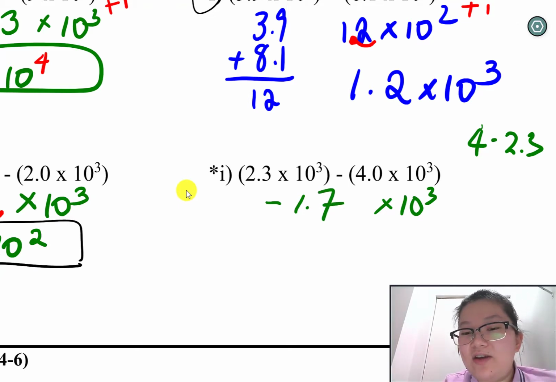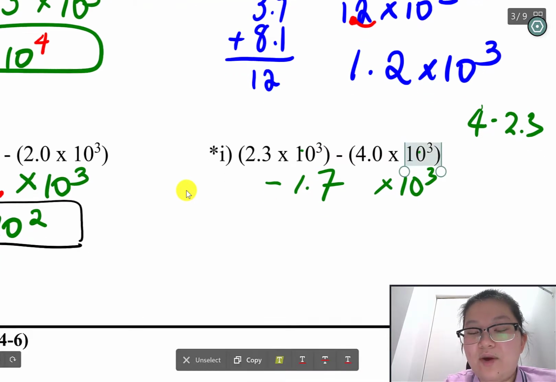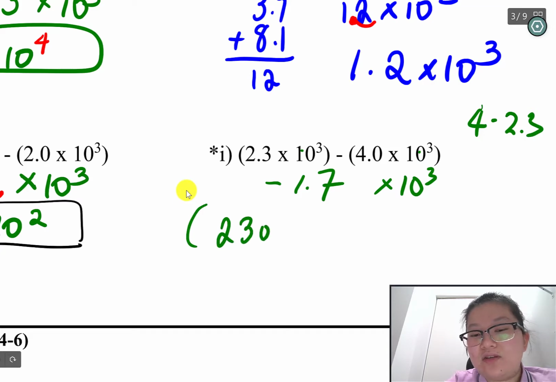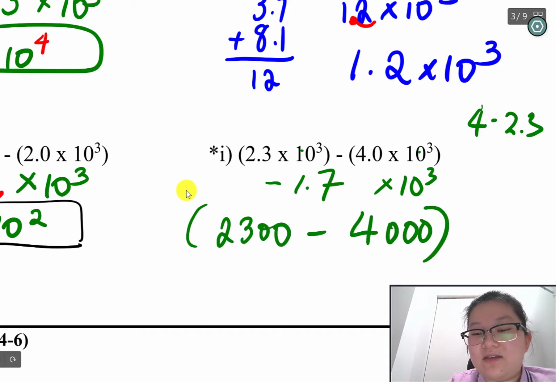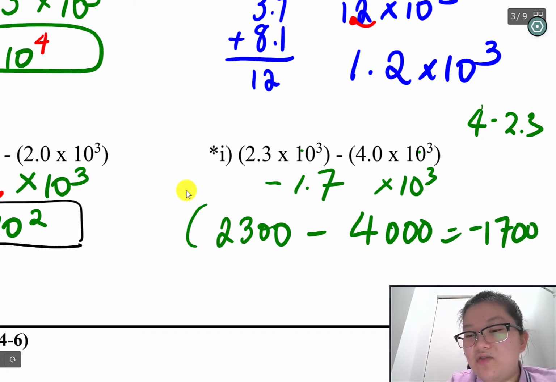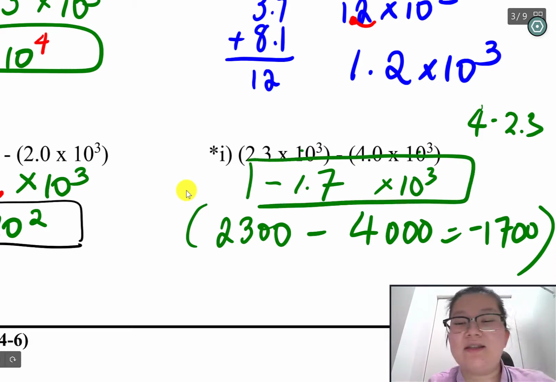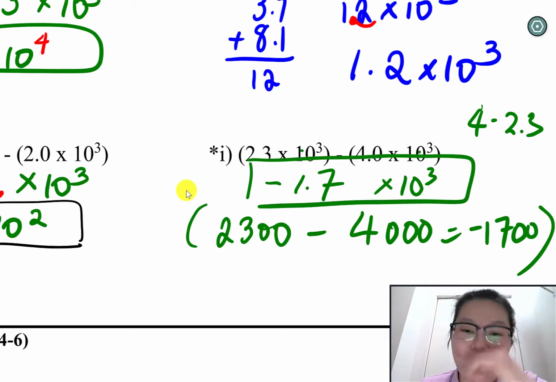And you're wondering, if I'm dealing with negatives, doesn't all of this affect the times 10 to the power of 3 as well? Well, if you are thinking of it that way, then imagine that I have 2300 minus 4000, and this is going to give you negative 1700, which then in scientific notation looks exactly like that. Okay, so there we go.